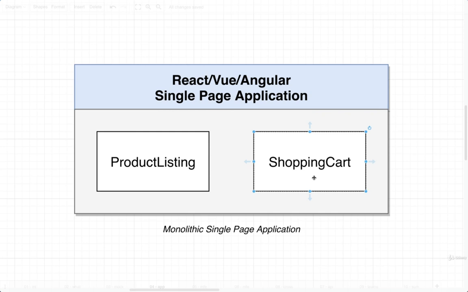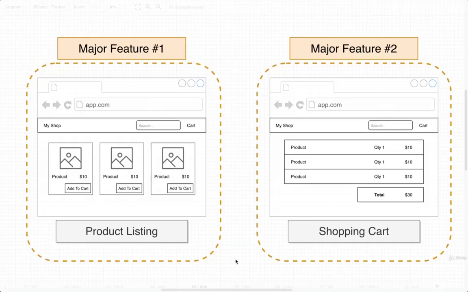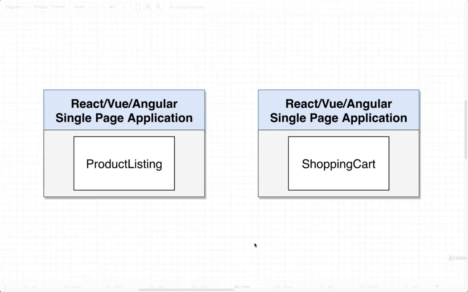Because all the code for our entire application is in one single code base, we might refer to this as a monolithic single page application. If we wanted to turn this into a micro front end application, then we could take a look at our original mockups and then try to identify each distinct and major feature inside of our app. So inside of our application here, we really have two major distinct features. We've got the product listing page and the shopping cart page. After identifying each of these major features, we can then split each of them into their own separate code base.